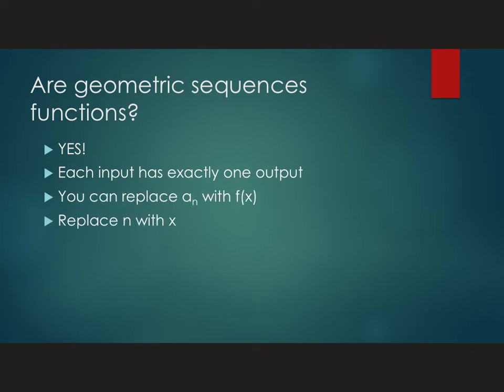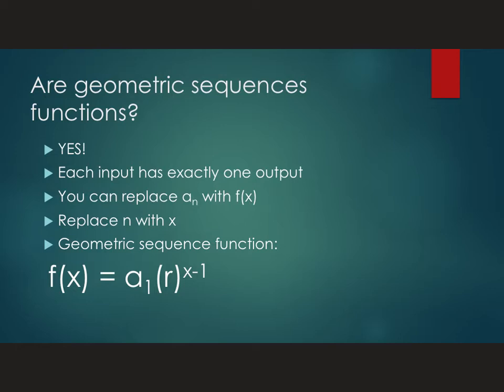In order to make them look more like functions, you can replace a sub n with f of x, and you can replace n with x. So instead of writing a sub n equals, you can write f of x equals. And anywhere you would have had the n, you're going to put the x. So a geometric sequence function would look like f of x equals a sub 1, whatever your first term is, times your common ratio raised to the x minus 1 power.